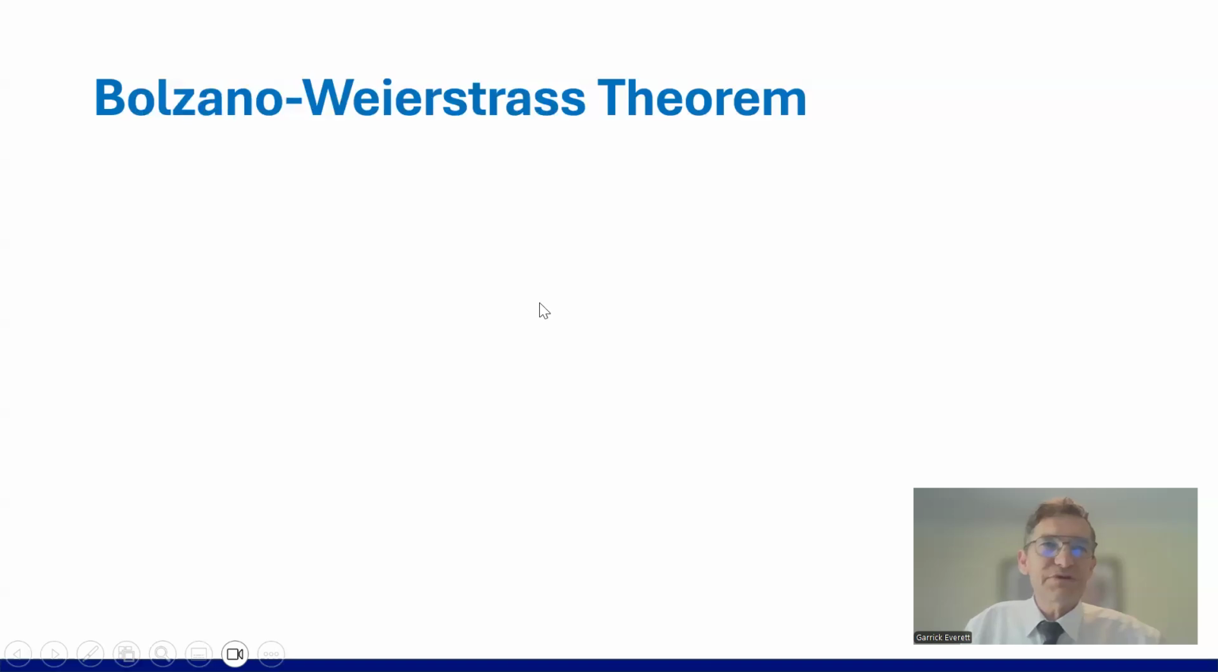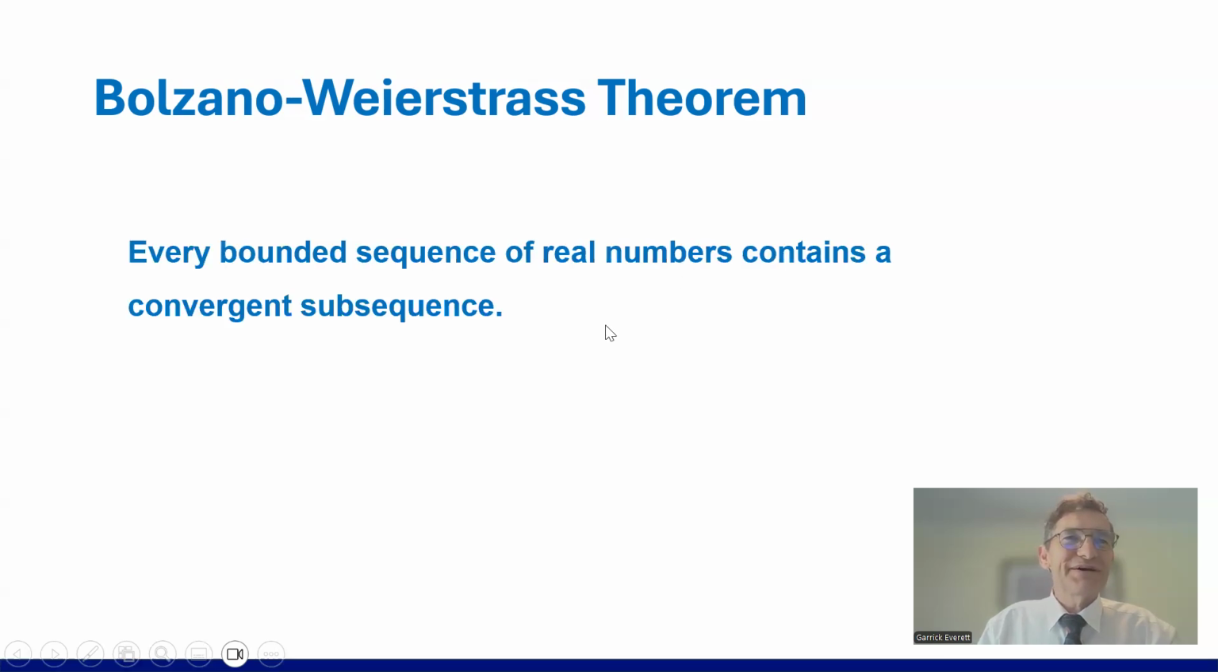Okay, so now we're going to move on to the Bolzano-Weierstrass theorem. I'm not sure if I said that correctly, but hopefully close enough. Which is simply this: every bounded sequence of real numbers contains a convergent subsequence. In other words, if you can bound a set of real numbers, for example 1, 2, 3, 4, 5, so you've got a bound of 1 and 5, there will be a convergent subsequence. That's the theorem.